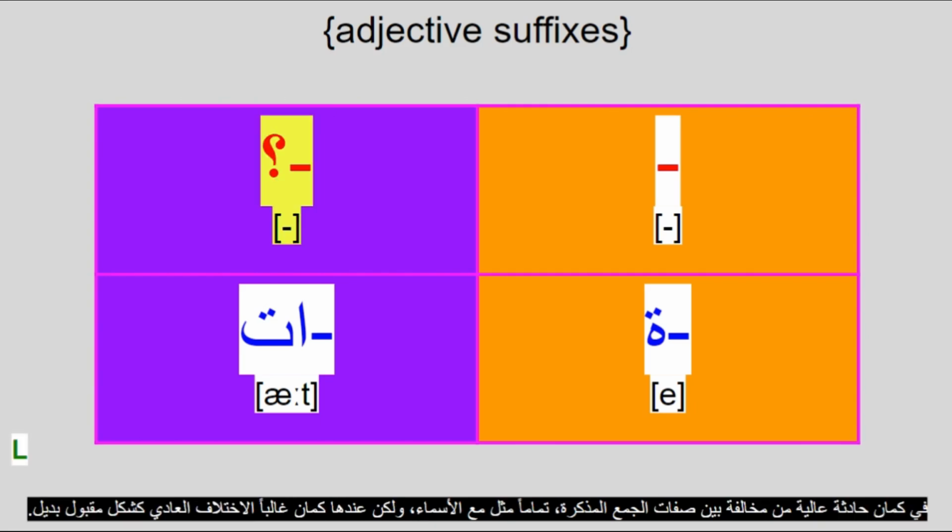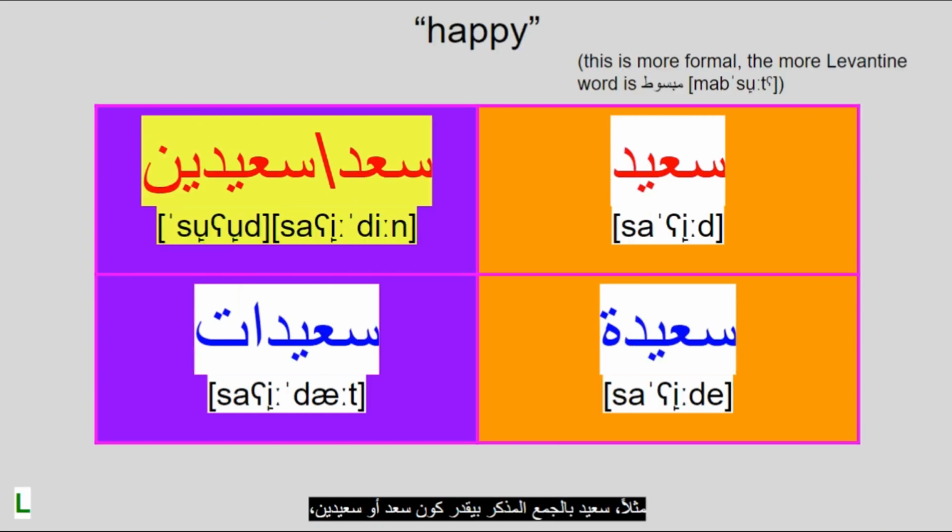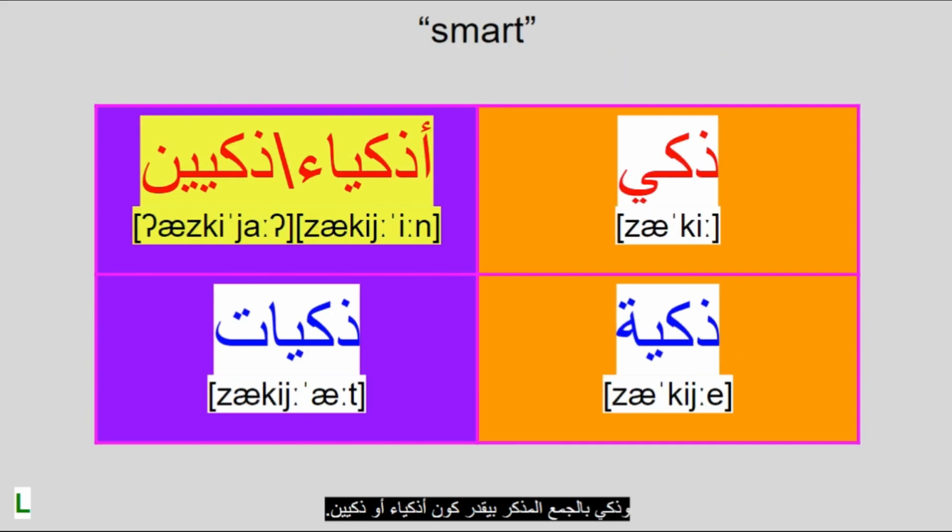There's also a high occurrence of irregularity among the masculine plural adjectives, just like there is with nouns, although they often have the regular variation as an alternate accepted form. For example, sa'id, happy, in the masculine plural could be either so'ud or sa'idin, and zaki, smart, in the masculine plural could be either azka or zakin.